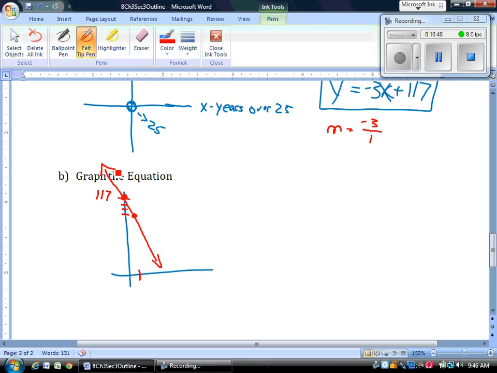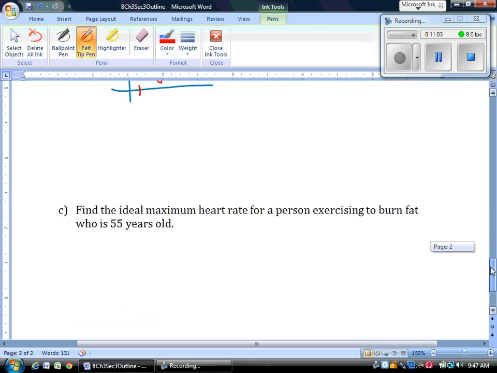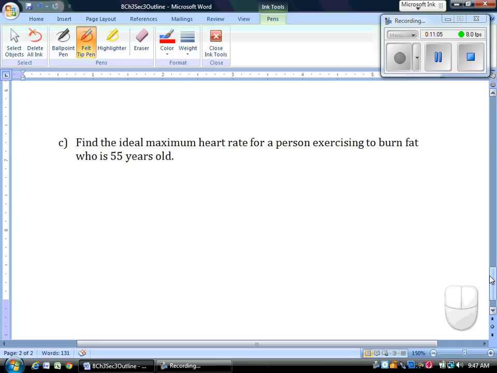Okay. As long as you label what each line is, you don't have to make every single line. Now, if we're only going to 8, yes, go ahead and make all the lines. Okay. But going to 117, just label what it's supposed to be. Okay. And the last part is to find the ideal maximum heart rate for a person exercising to burn fat who is 55 years old.